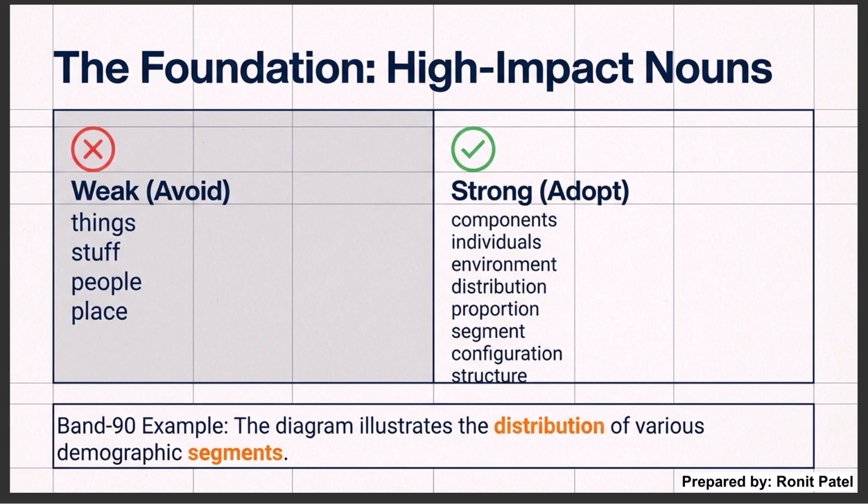A band 90 example is provided below. The diagram illustrates the distribution of various demographic segments. Why is this powerful? Because it contains two academic nouns. First is distribution and another is segments. It also consists of a formal verb, illustrates.